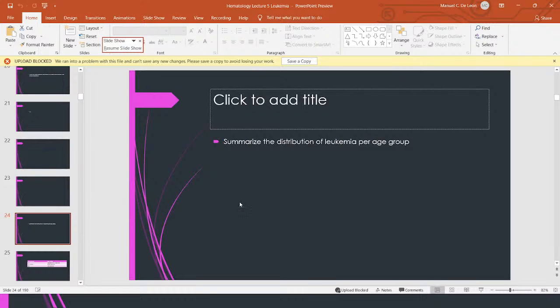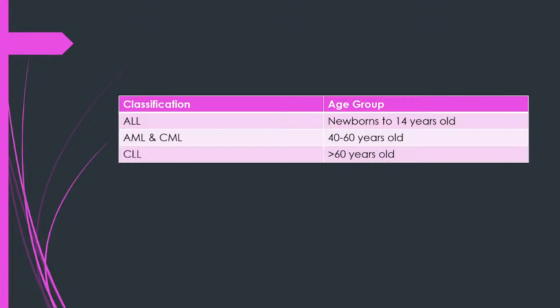Okay, summarize the distribution of leukemia based on age group. Can you guys see the PowerPoint presentation? So again, I mentioned it already. Newborns to 14 years old, ALL, CML, and AML are closely tied together. It's at 40 to 60 years old, and CLL is greater than 60 years old. Why did I put it in this chart? I want you guys to remember it, so I'll put a star on it so you can remember why it's important.